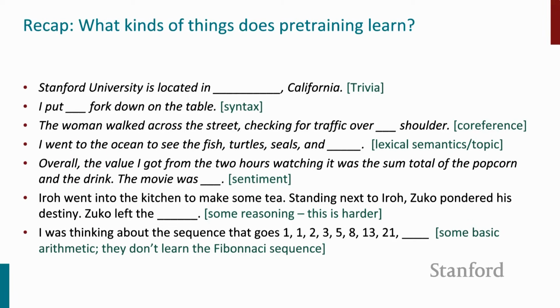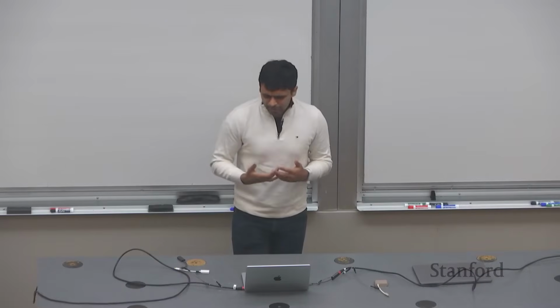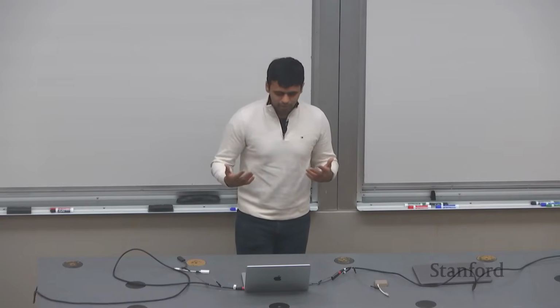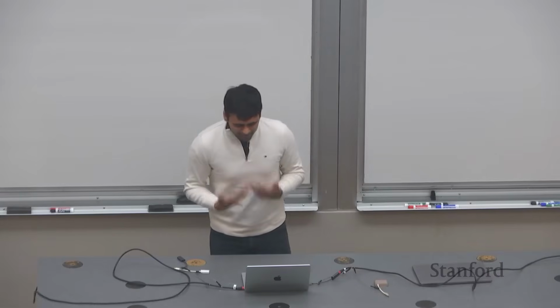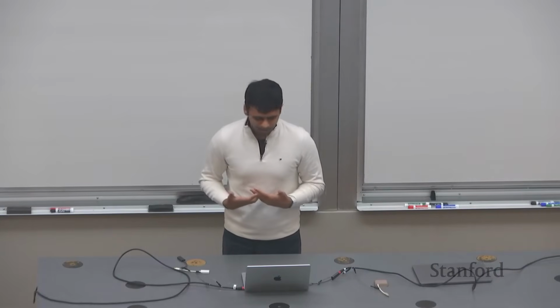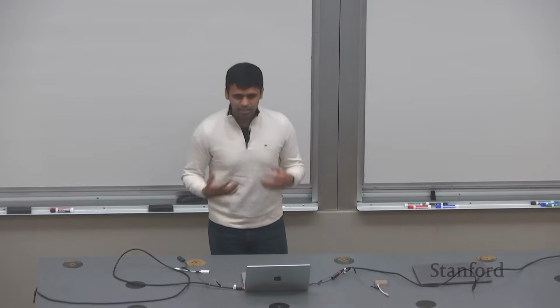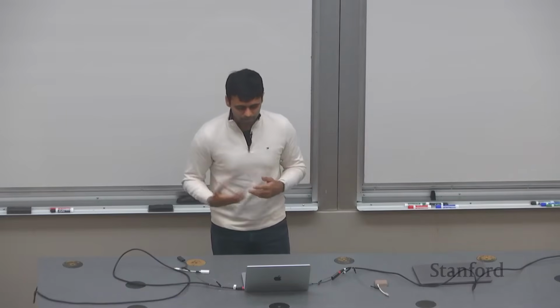We can look at many different examples here. Iro went to the kitchen to make some tea. Standing next to Iro, Zuko pondered his destiny. Zuko left. So the model will learn to predict the next token, which implicitly requires it to know some facts, know syntax, and maybe even reason about what word should come next. By predicting the next token, you learn language, but it ends up learning a lot more. And there's some evidence that it ends up learning some notion of how the world operates.